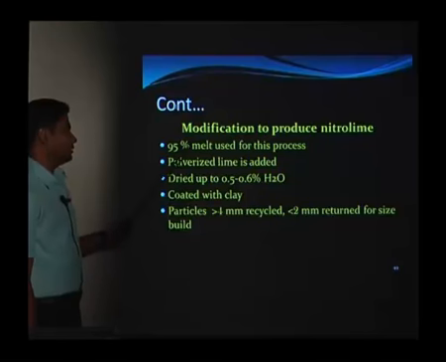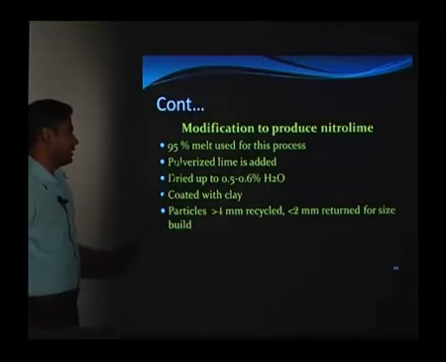Then the modification to produce nitrolime. The 95% melt is used for this process. Pulverized lime is added, dried up to 0.5 to 0.6% water, and coated with clay. Then particles more than 4 mm are recycled, and those less than 2 mm are returned for size buildup.